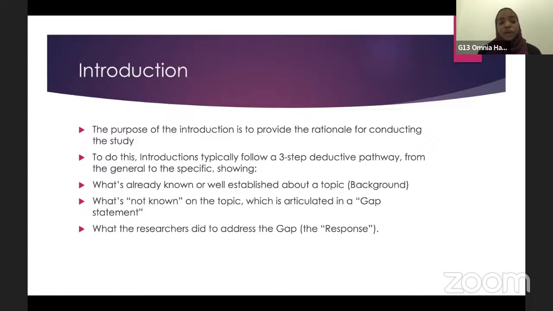So we start by what's already known or well established about the topic. This will make the background. What's not known about the topic, which is articulated as a gap statement. And this is the most important thing. A gap statement is the area of knowledge that we are trying to fill by conducting research, and what the researchers did to address the gap. And this is the response. All this should be stated in the introduction.